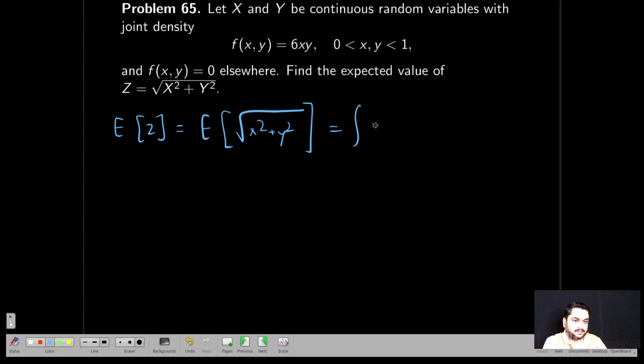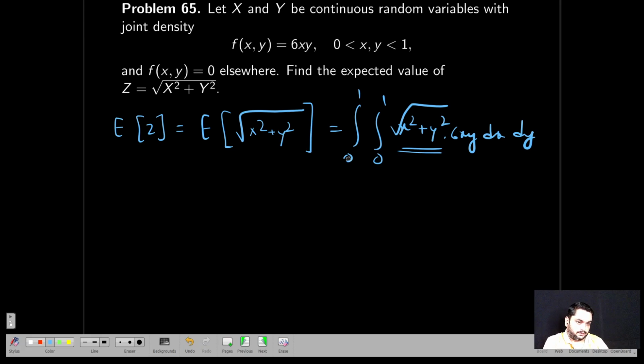So this is given as integration of, x both vary from 0 to 1, 0 to 1. Now to integrate x square plus y square into 6xy dx dy, you do it by integration by parts or any other method which you have known, then get the answer. The answer will be 0.675.